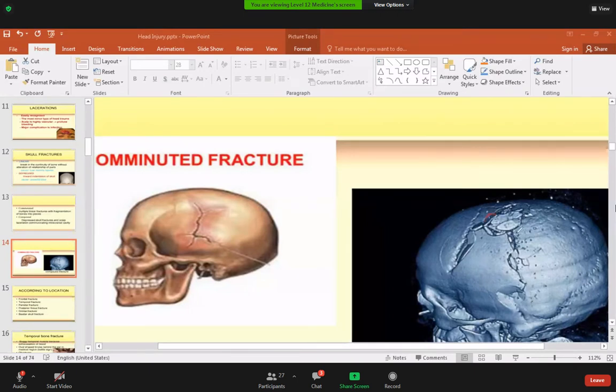So here you can see this is a depressed fracture. And these multiple fragments are an example of a comminuted fracture. This comminuted fracture may or may not be associated with intracranial injury. It is a compound fracture because of the depression, as the internal bone movement causes injury to the brain. So there may or may not be a compound fracture.